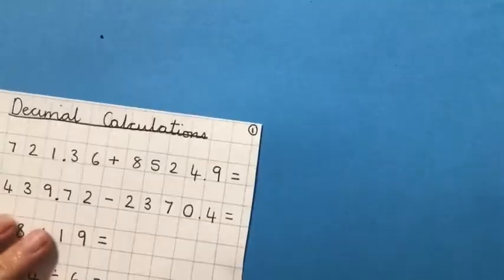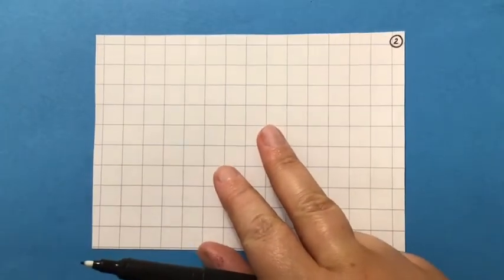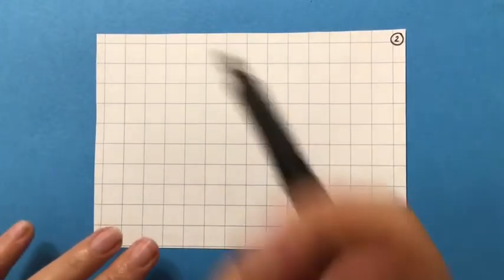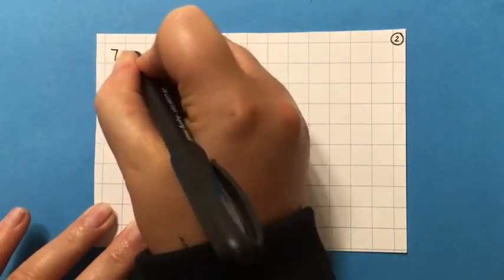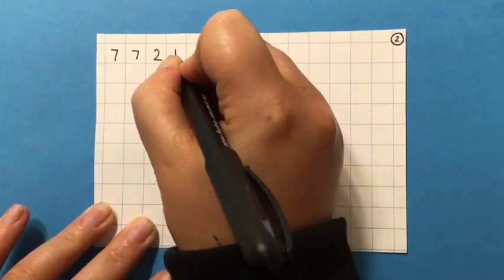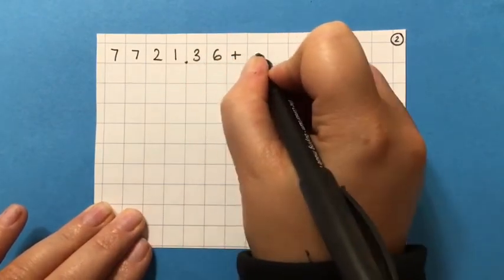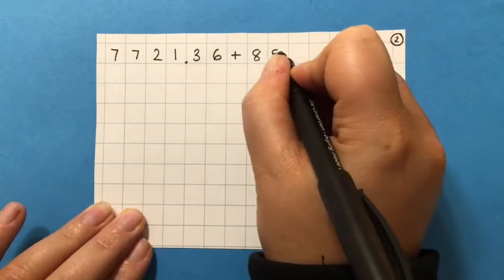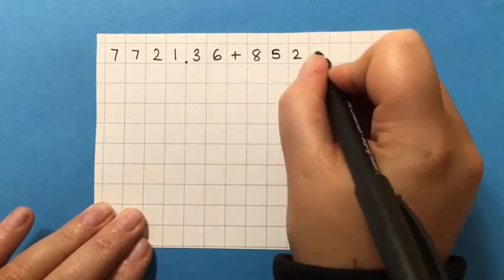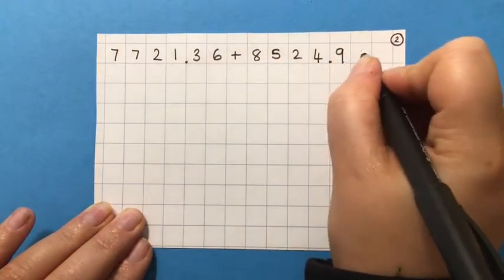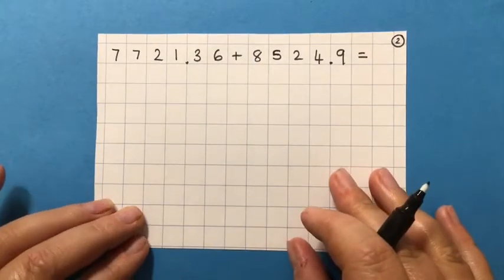So I'm just going to pop that to one side and write down question number 1. So question number 1 is 7,721.36 add 8,524.9. Okay, so that's our sum.